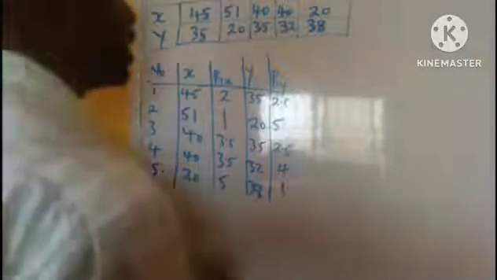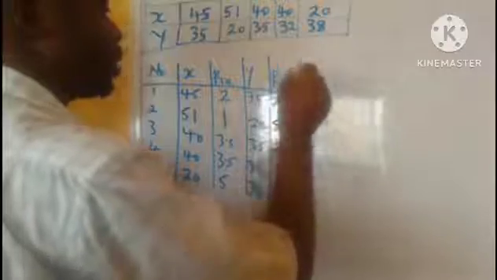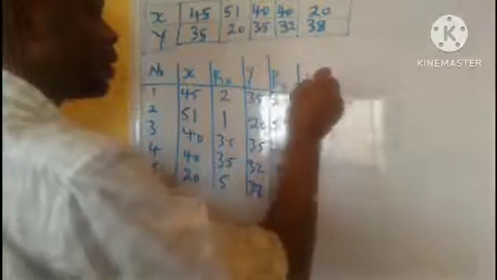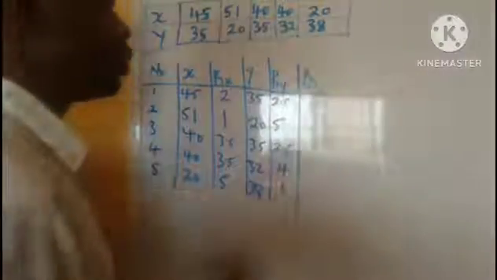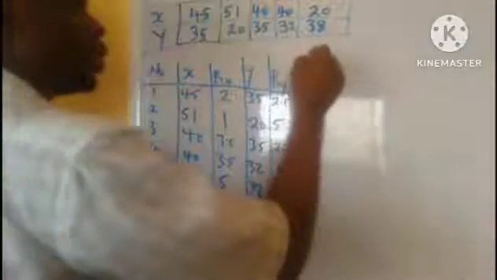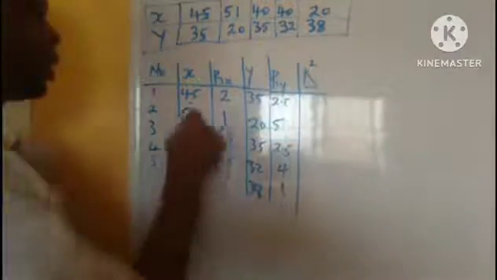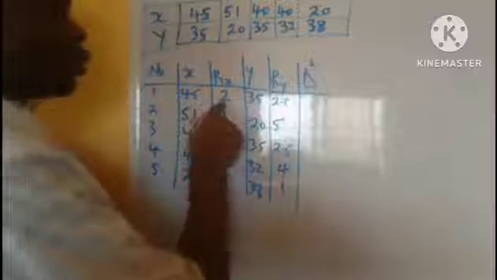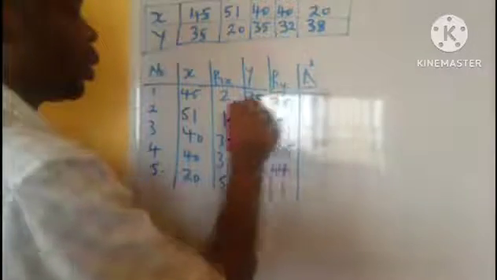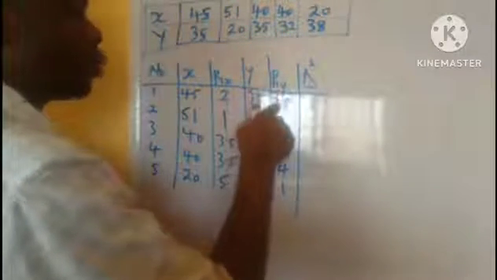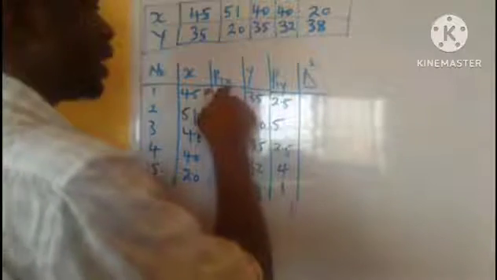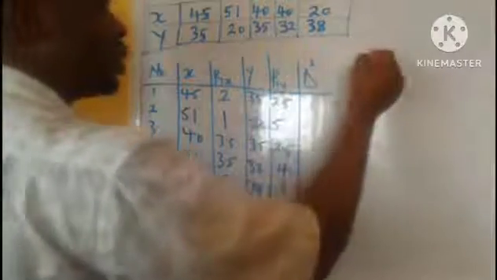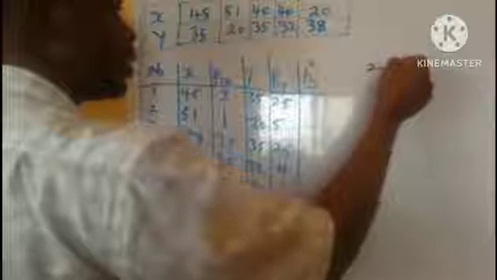Okay. So the next thing we do now is to look for the difference between the two ranks. Then we square our answer. So let's look at the first row: the rank of x is 2, the rank of y is 2.5. So we say rank of x minus rank of y, which is 2 minus 2.5.